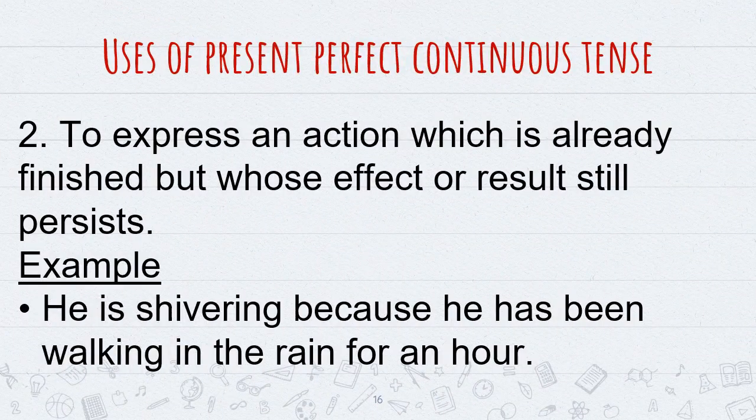Now the second use of present perfect continuous tense is that it is used to express an action which is already finished but whose effect or result still persists. It means that this tense is used to express an action which began in the past and has just been completed, but the result of which is still present. For example, he is shivering because he has been walking in the rain for an hour.